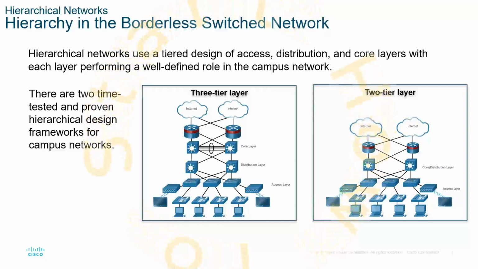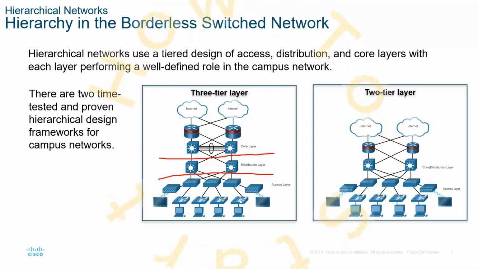The hierarchy model, again, 3-tier versus 2-tier. In 3-tier, we have our core, distribution, and access. Here are our core groups, our distribution groups in the middle, and access groups on the bottom. The 2-tier basically collapses the core and distribution into one layer, and access is by itself. In most of these Cisco design models, you're going to see access layers by themselves.